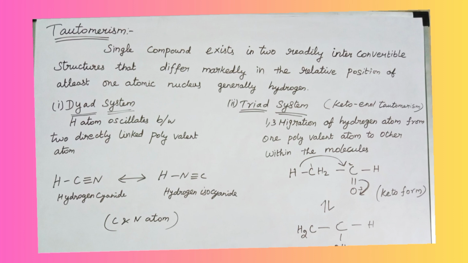Triad system. This tautomerism is known as keto-enol tautomerism. It involves a 1,3 migration of a hydrogen atom from one polyvalent atom to another within the molecule. Example: acetaldehyde. The keto form is converted into the enol form. This process is known as enolization. The keto form is stable, the enol form is not stable.